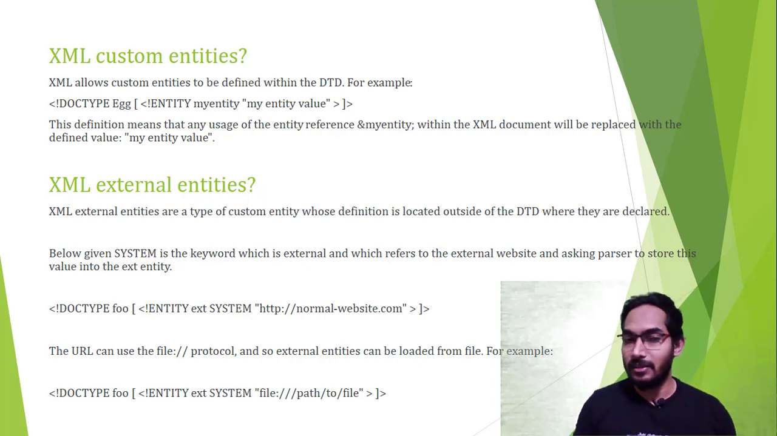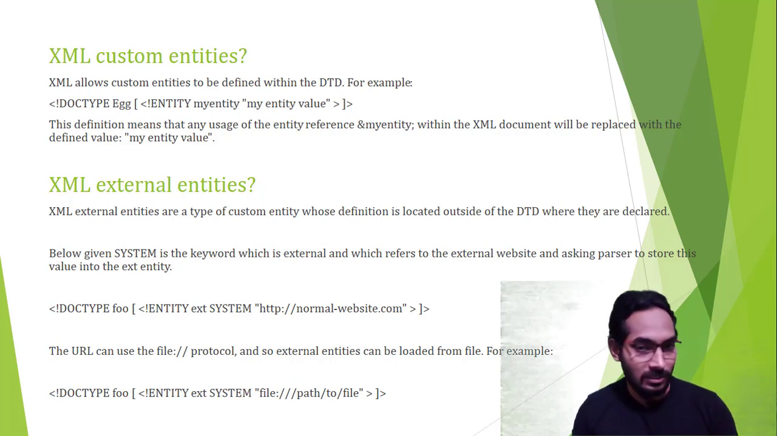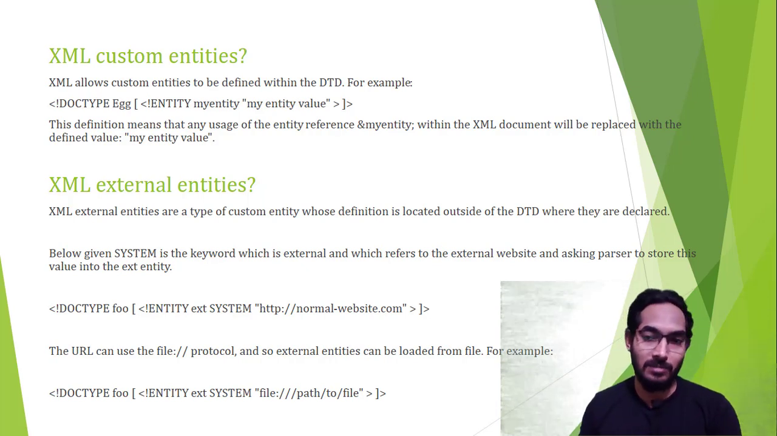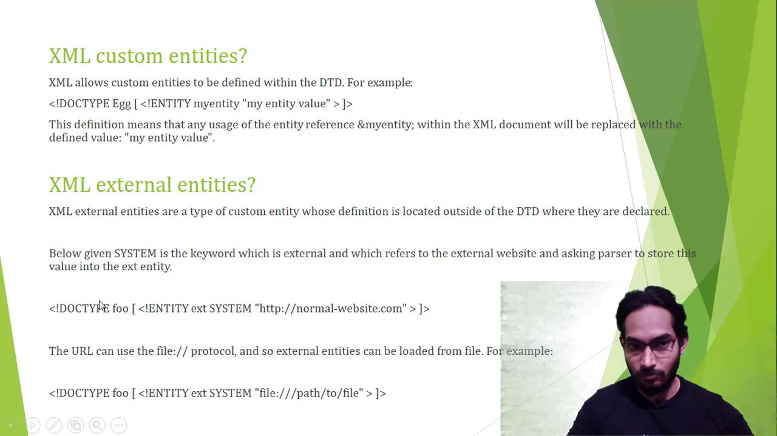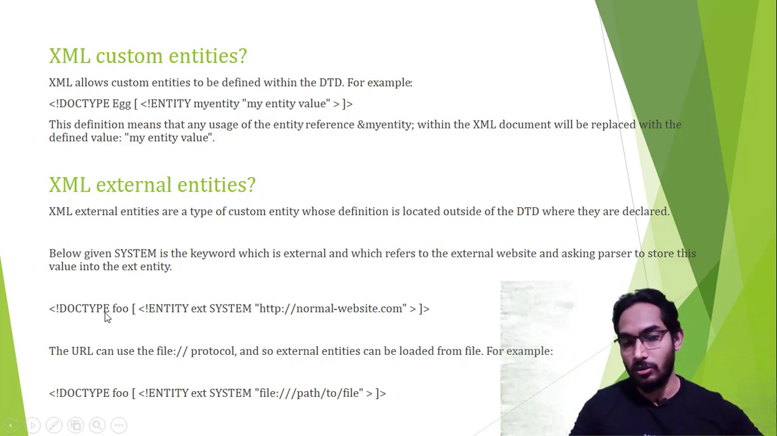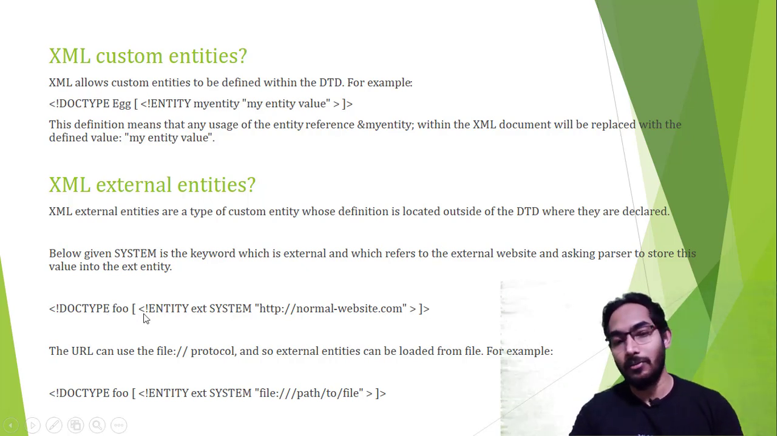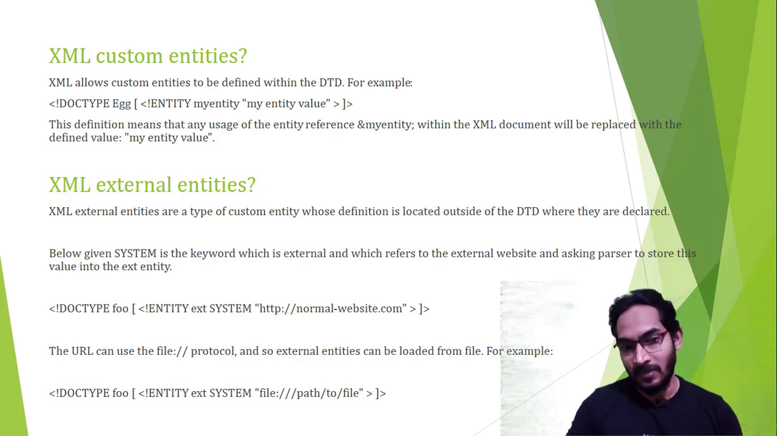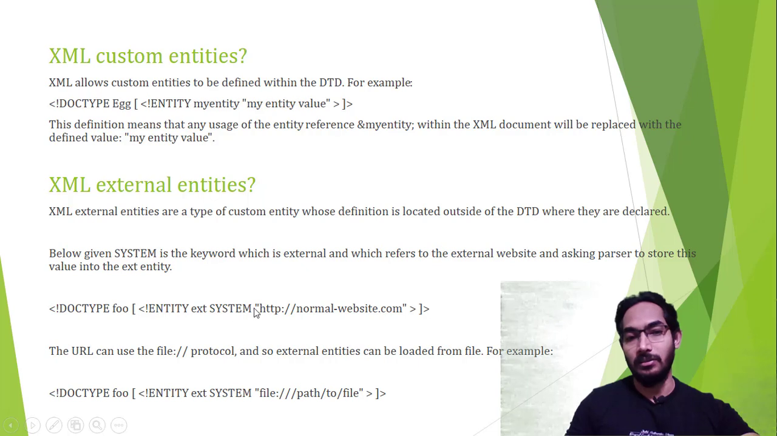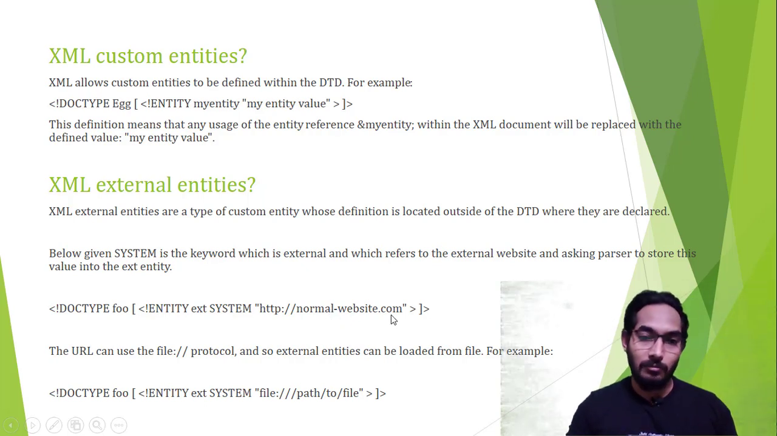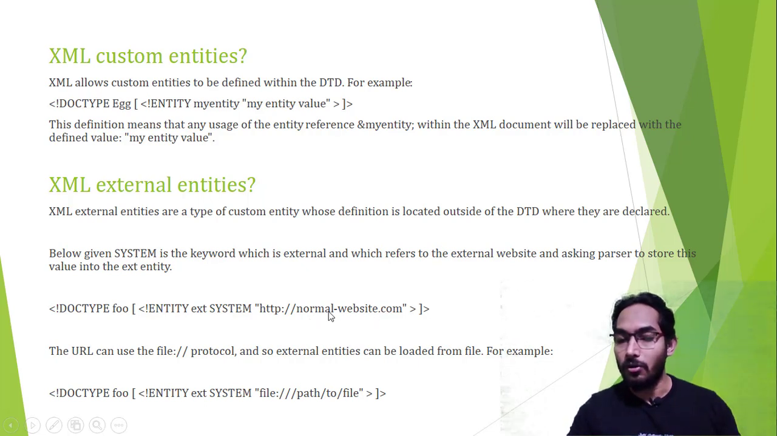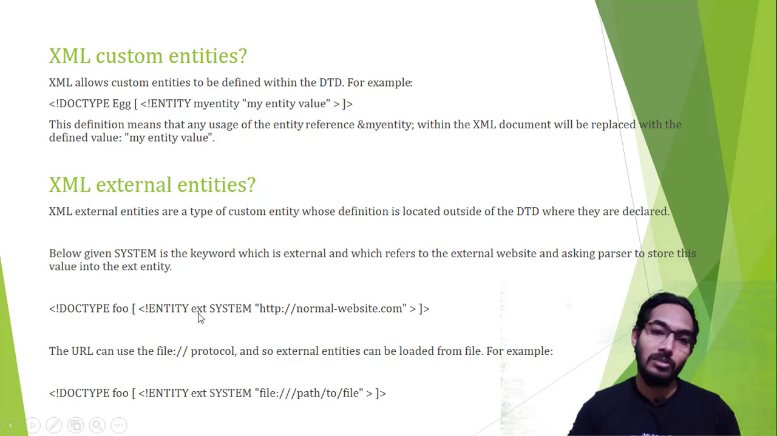There are some external entities which are a type of custom entity whose definition is located outside of the document type definition where they are declared. Let's understand this with an example. Here you can check, we have simply given the name foo to a document type definition, and within this we have created an external entity. The entity name is ext, and we have used the SYSTEM keyword here. We are referring to an external website, so when we refer to it with this keyword, we are asking the parser to store the value of this particular website in this entity, right?